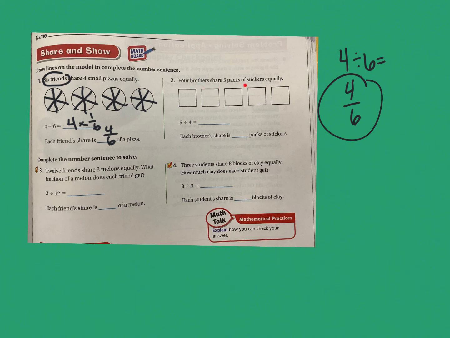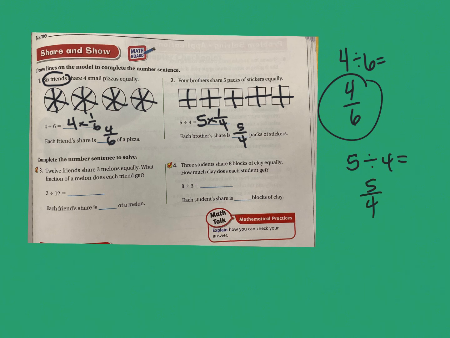4 brothers share 5 packs of stickers equally. What's being shared? The stickers. 1, 2, 3, 4, 5 of them. 5 packs of stickers. Into how many pieces is that being shared? By 4 people. So it's 5 packs of stickers being split equally amongst 4 brothers. So they're going to share them in 4s. And that becomes, everybody gets 1/4 of 1, but there's 5 of them to share. And when you multiply, 5 times 1 is 5, 1 times 4 is 4, I get 5/4. And again, we're just trying to see that 5 divided by 4 is the same as 5/4.